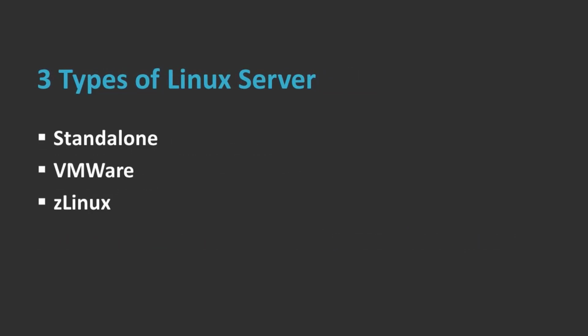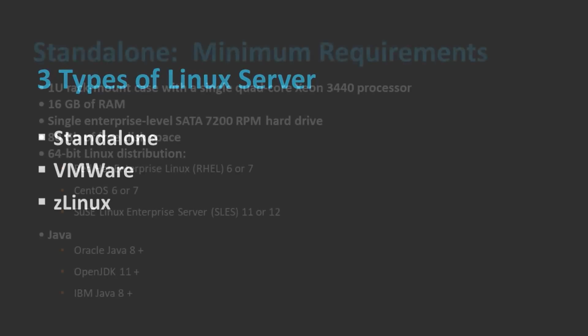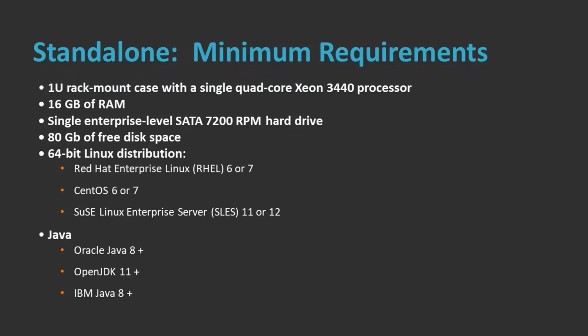There are three ways to go when setting up a hosting server for console management: a standalone server, Linux under VMware, or running on zLinux. For a standalone server, the requirements are as follows. Hardware requirements are one rack mount case with a single quad-core Xeon 3440 processor, 16 GB of RAM, a single enterprise-level SATA drive, and 80 GB of free disk space is recommended.